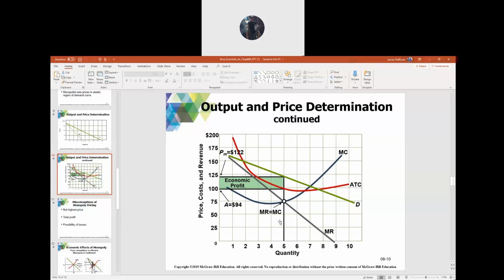So here it is. Q is 5. Go up to demand, and price is 122. And again, geometrically, here's price times quantity. Here's revenue. Here's cost. Here's the average total cost at 5. So revenue minus cost, and the leftover is profit. So 125 times 5 minus 500 gives us the leftover. And really, the monopolist is always going to make a profit. If they weren't, then they wouldn't be the only provider of the good or service.